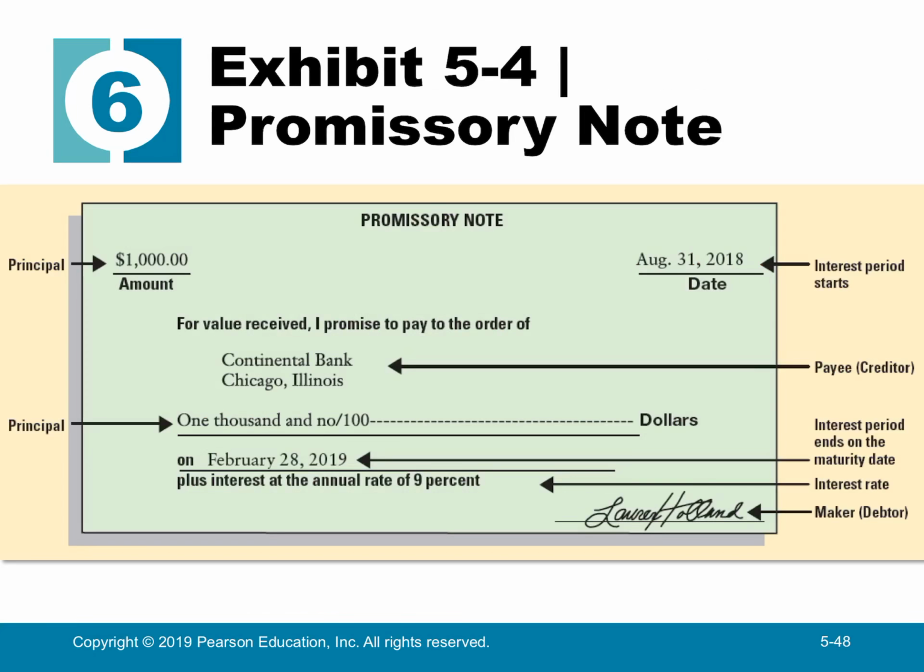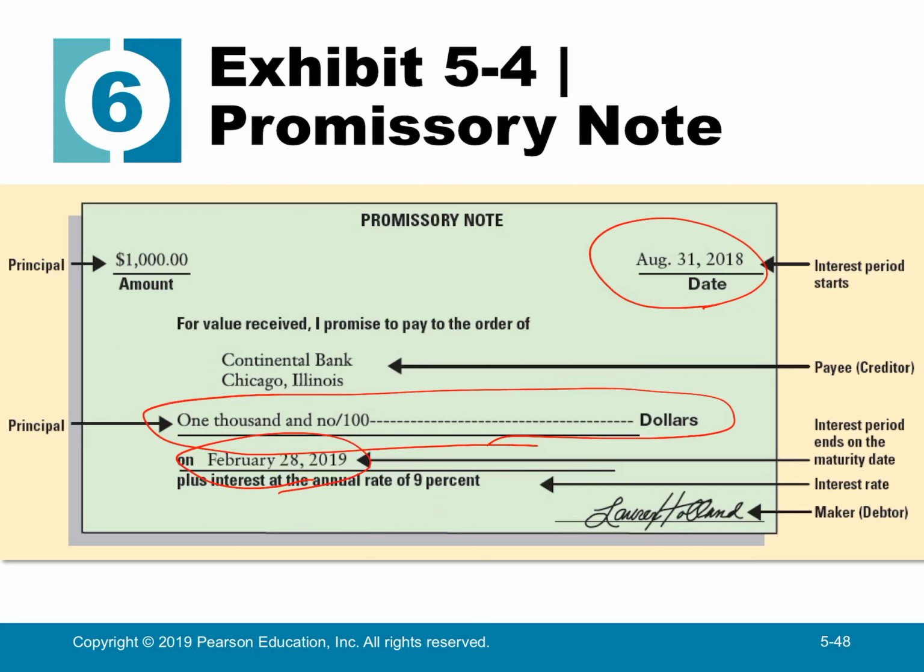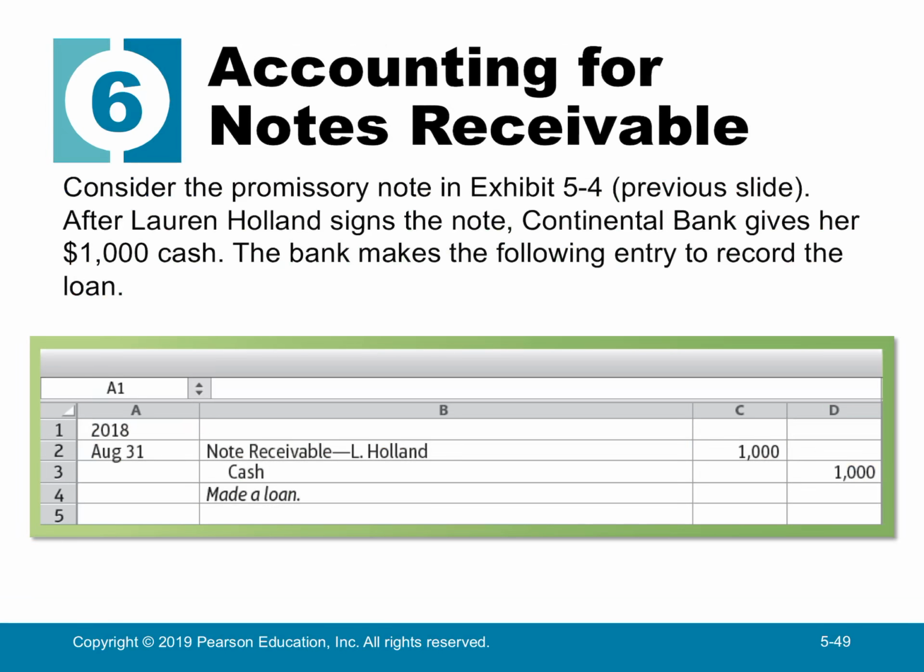And this is just a visual of a promissory note. Rarely do these things exist on paper anymore. Most of the time they're done through a computer system of some sort, right? But you can look at all the parts here: the date it starts, the principal amount, the maturity date, and the maker, whoever took out the loan, who is going to sign for it. You'll see an annual interest rate of 9% and the principal amount of 1,000.